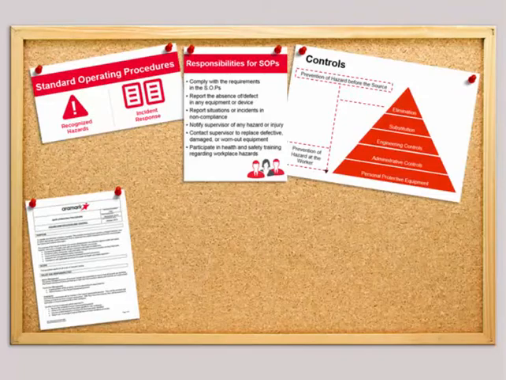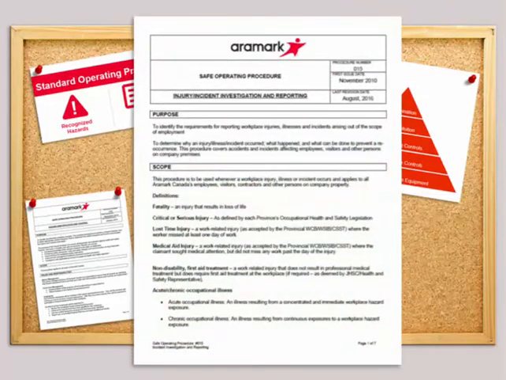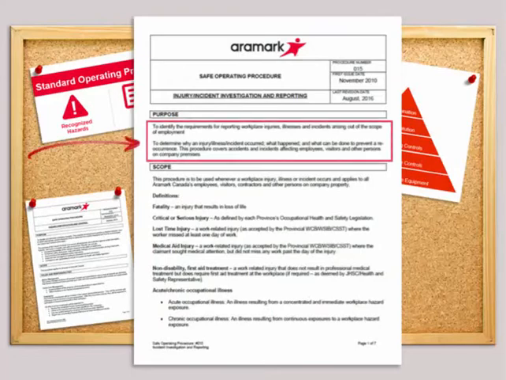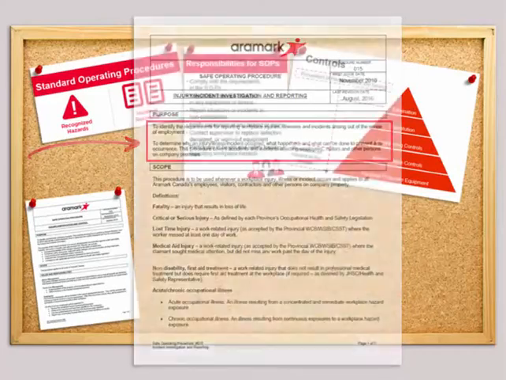Another example of an incident response SOP is the Injury or Incident Investigation and Reporting SOP. The purpose of this procedure is to identify the requirements for reporting workplace injuries, illnesses, and incidents arising out of the scope of employment, to determine why an injury, illness, or incident occurred, what happened, and what can be done to prevent a reoccurrence. This procedure covers accidents and incidents affecting employees, visitors, and other persons on Aramark work sites.